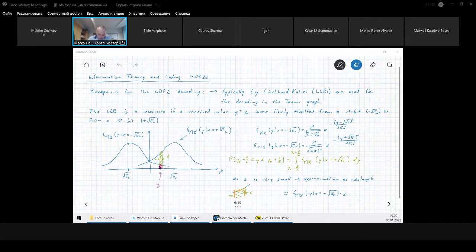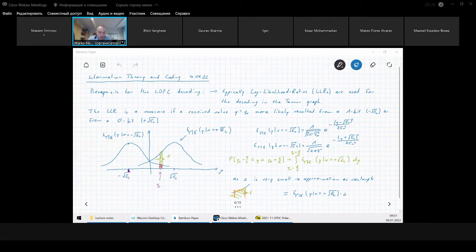So this log likelihood ratio basically describes the probability with which a certain observed value, we called it here y0, resulted from a plus square root EC that was transmitted or from a minus square root EC that was transmitted. So we can basically calculate these two probabilities here. Notice, of course, if we observe a positive value, like we've drawn it here, the probability is quite a bit higher that a plus square root EC was transmitted than a minus square root EC.